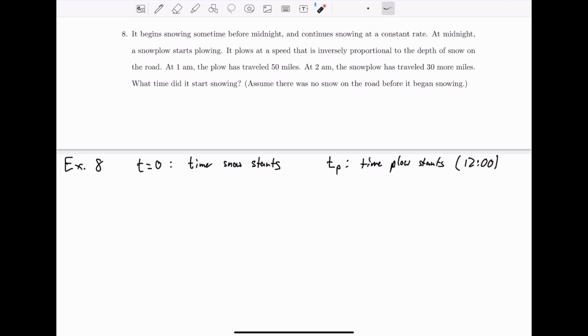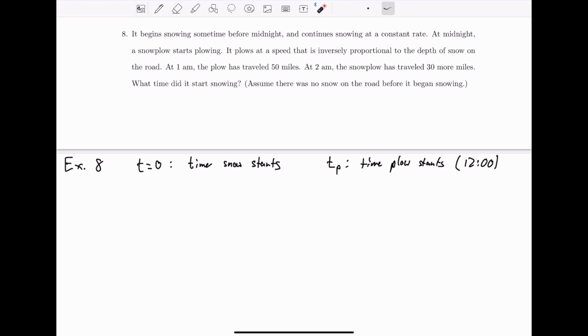So notice that what we're actually trying to solve in this problem is t sub p. t sub p is the time after it started snowing to midnight. So if we can find t sub p, we'll backtrack to find time equals 0 when the snow started. We'll subtract t sub p from midnight. That will give us the time that it started snowing. So if we can solve for t sub p, then we've solved the problem.